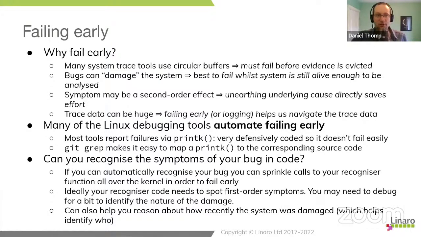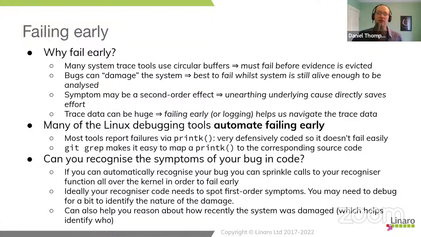There are several reasons for this. Firstly, many of the trace tools we use, including PrintK, are based on circular buffers. So if you allow the system to continue past the point of failure, there is a chance that your evidence will have been evicted. The evidence that actually told you how the bug has manifested itself could be evicted. Bugs also intrinsically can damage the system, particularly kernel bugs. So if you can fail when the system is still alive enough to be analyzed, that's a really good thing.